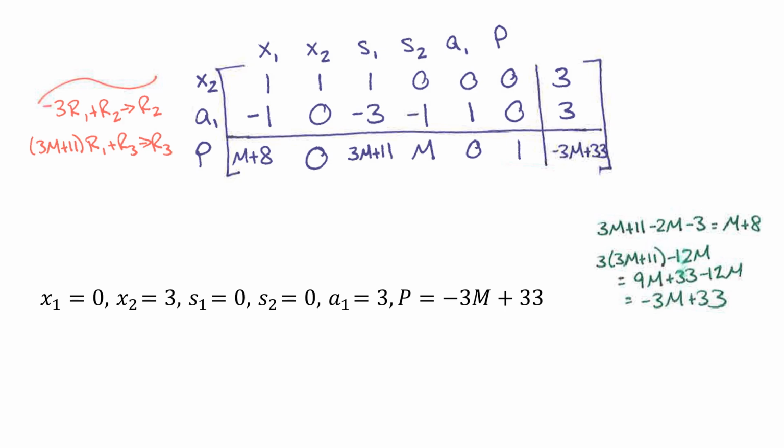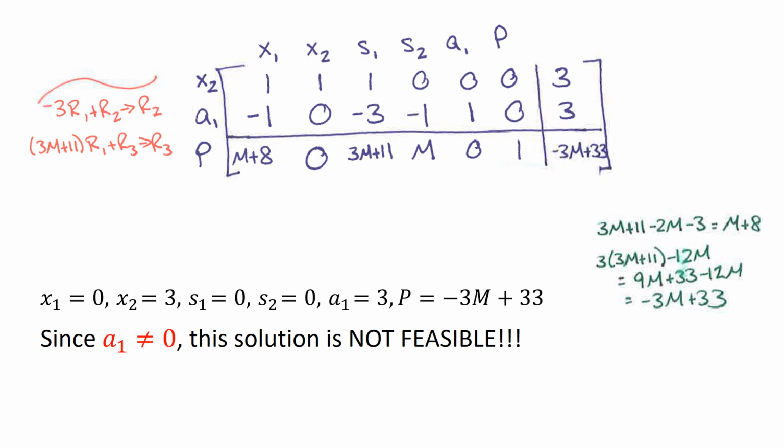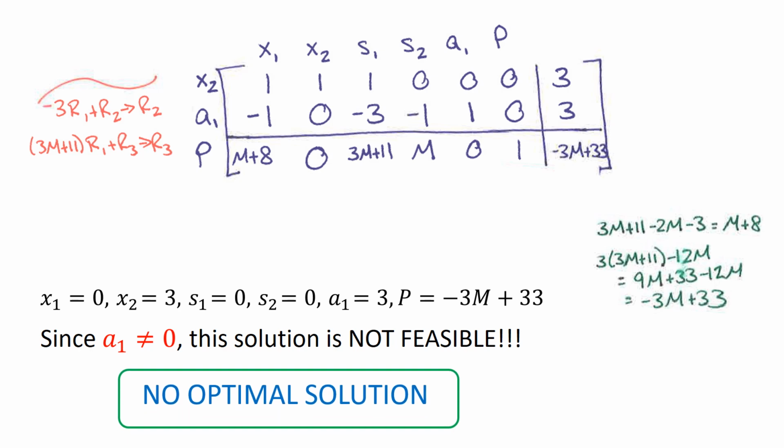But we have a big problem here because the artificial variable is not 0. So this solution is not feasible. That means the modified problem has no optimal solution, neither does our original problem.